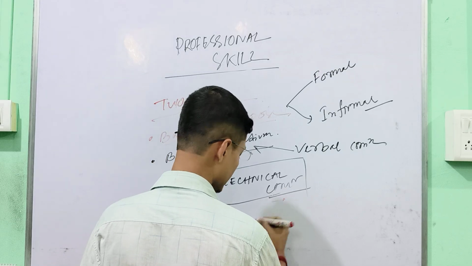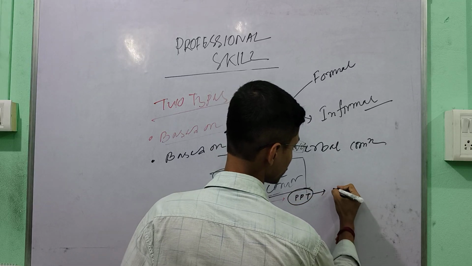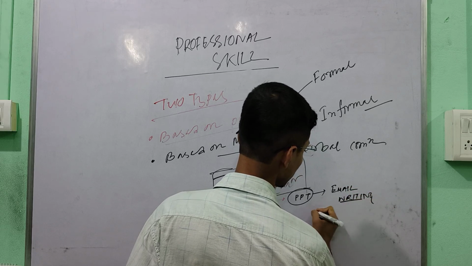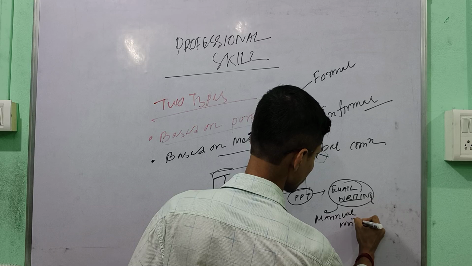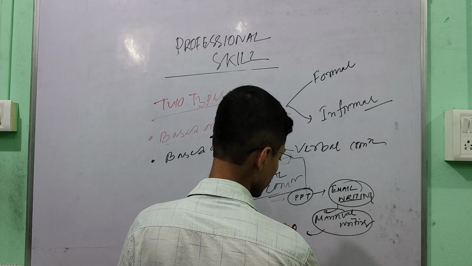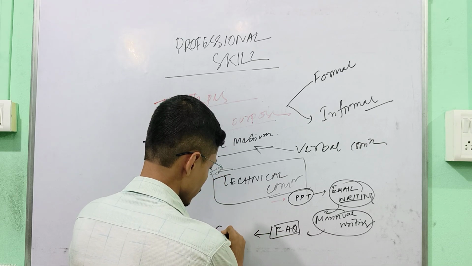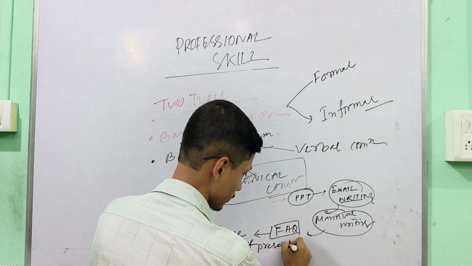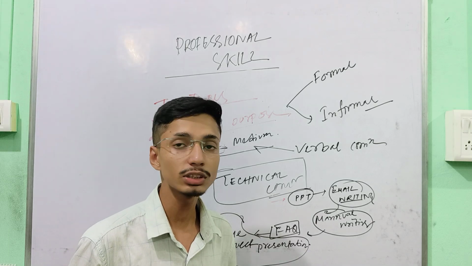So the examples of technical communication are PPT, then email writing, then manual writing, then FAQs preparation, frequently asked questions preparation, then Google Meet presentation, etc., where we can use some technologies for sharing our thoughts and emotions. Okay, so this is our technical communication.